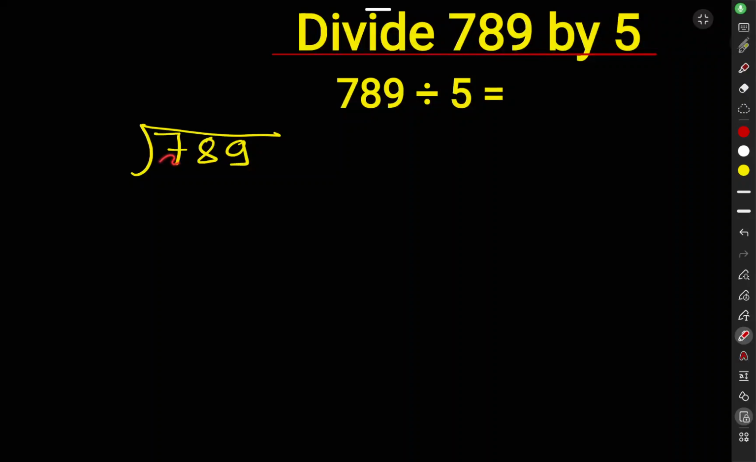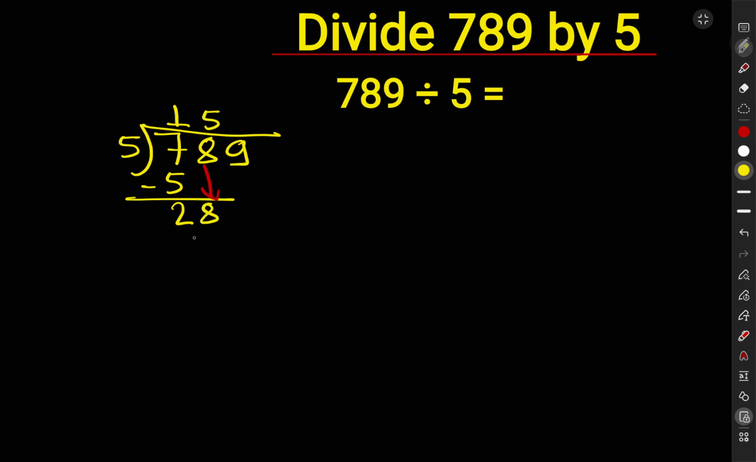We divide 789 by 5 in long division method. 5 times 1 is 5. On subtracting we get 2. So now we put down this 8 and it is 28.